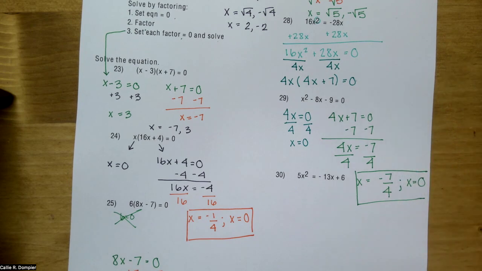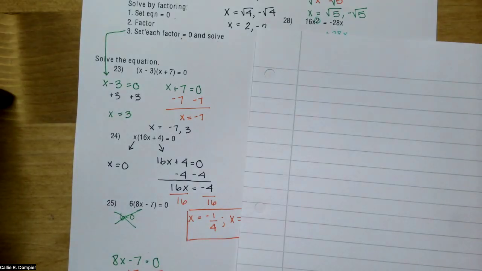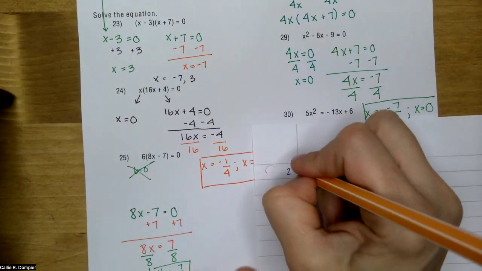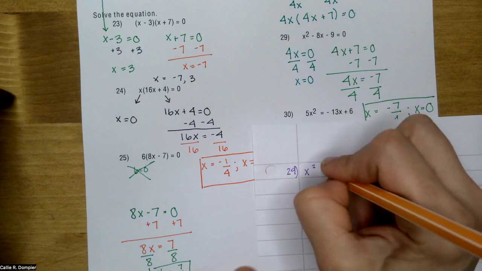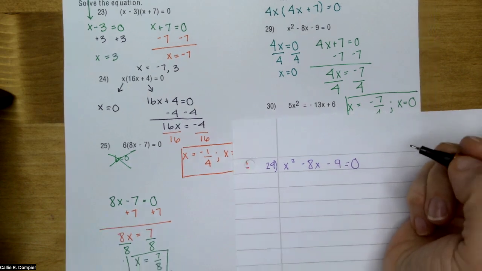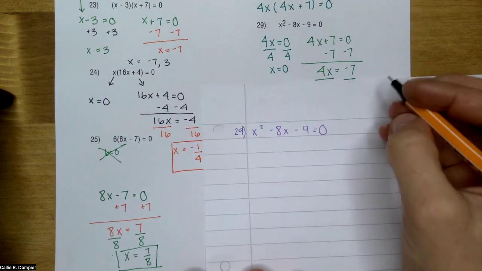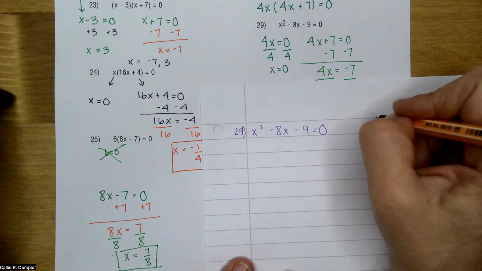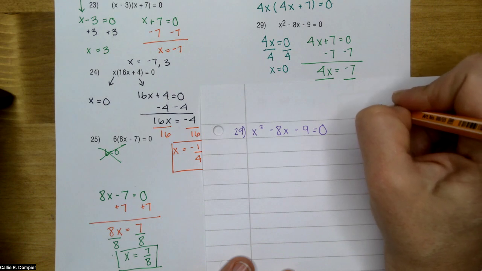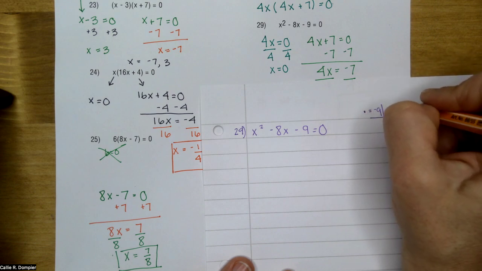Good? Okay, number 29. We've got x squared minus 8x minus 9 equals 0. So we want to know, can we factor it? Just like we were factoring earlier in the semester, we want two terms that would multiply to equal negative 9, but add to equal negative 8.